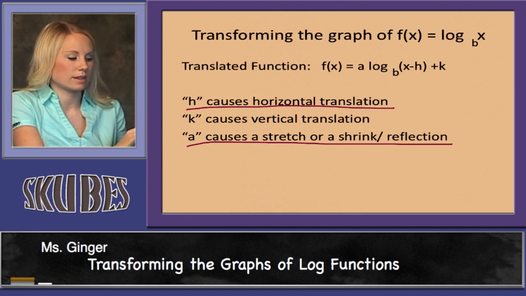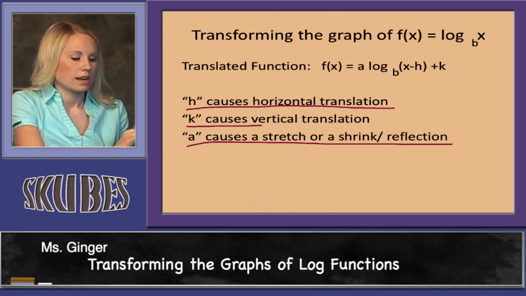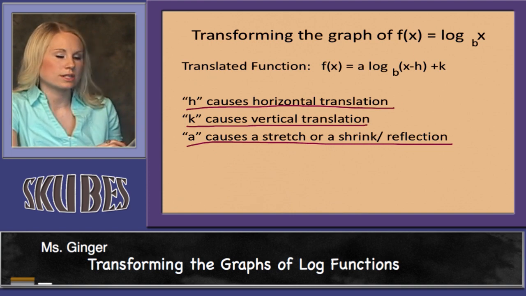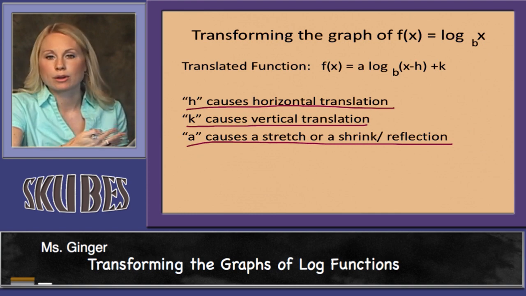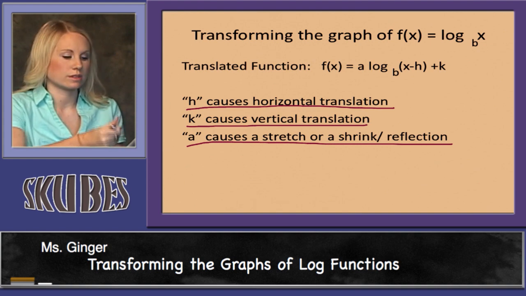All right, the last thing out at the end is the k. k is what causes our vertical translation, so we're moving up or down with that, and it's going to be up or down the number of units of the amount you see. So if we're adding 5, we'll move the graph up 5 units.